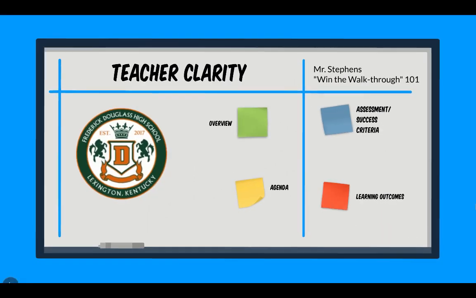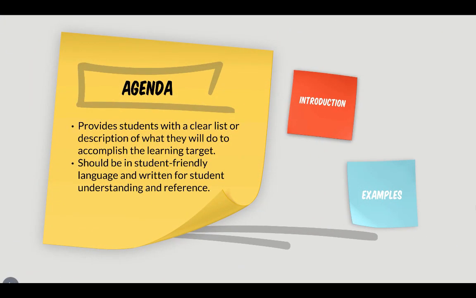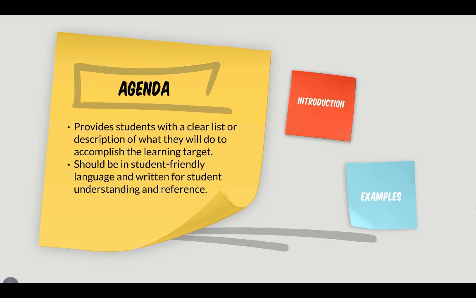Next, let's look at the agenda. The agenda is simply a clear list or description of what students will be doing to accomplish the learning target. The agenda should be in student-friendly language, so while it may have content-specific words in it, you just want to make sure that it's developmentally appropriate for your students so that they can look up, see it, and follow along as they go through the learning progression of the lesson to accomplish that learning target.